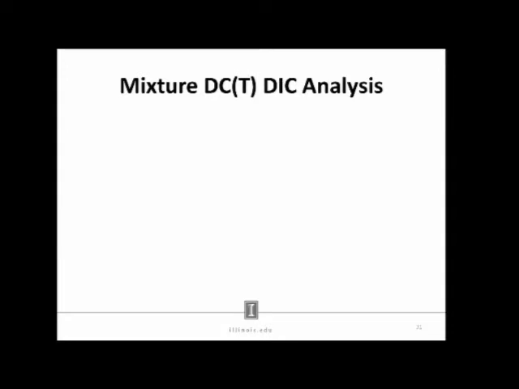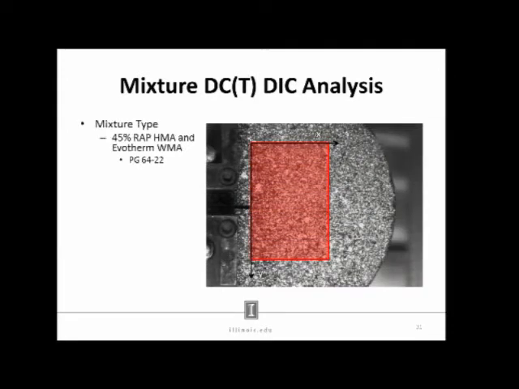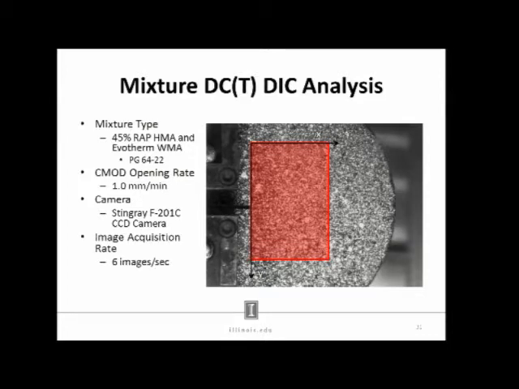In terms of the DCT results, which is really a major part of this research, I looked at a 45% wrap HMA and an Evotherm WMA mixture. Both, again, had PG6422. I mixed the warm mix asphalt mixtures at 25 degrees C less than the hot mix asphalt, which is the common temperature reduction that you'd find for Evotherm 3G. Standard CMOD opening rate. I used the Stingray camera in this case. The image acquisition rate was 6 images per second, and the region of interest was approximately 650 by 850.